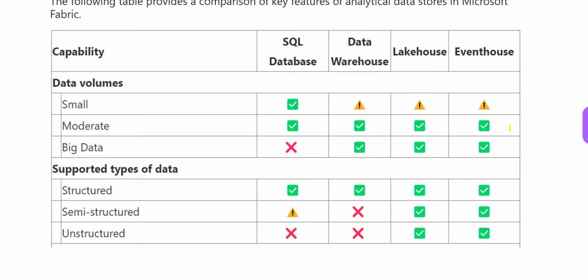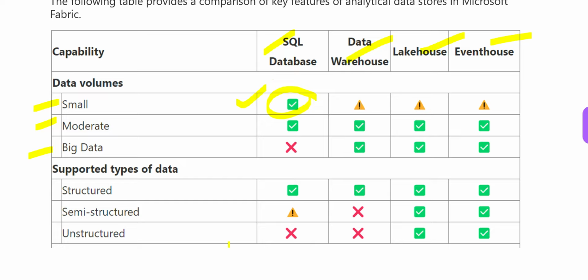Okay, so let us compare this on data volume and supported types of data. We are comparing these four entities. We are doing it for small, moderate, and big data. If the data volume is small, SQL database is fantastic. Do not overspend money. Do not tell your client to buy Lakehouse or go for Event House. You don't need those kinds of things. You are not going for Formula One racing, so you don't need a Ferrari. Your Maruti Alto will work fine here.